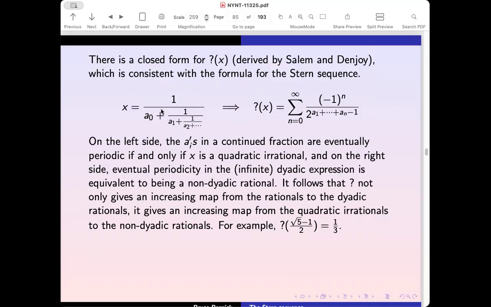Now, if you have a sequence of a_i that are eventually periodic, on the left-hand side, that happens if and only if x is a quadratic irrational. And on the right-hand side, that happens if and only if x is a rational that is not a dyadic rational. So question mark not only gives an increasing function from the rationals to the dyadic rationals, it gives an increasing function from the quadratic irrationals to the non-dyadic rationals. Question mark of the square root of 5 minus 1 over 2 is a third, for example.